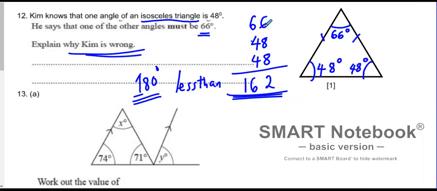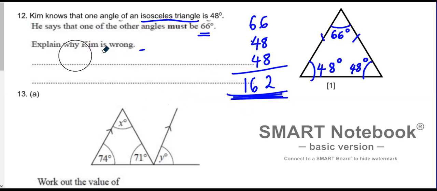Okay, so let us try to check again. This will be 8 plus 8, 16, 22, 8, 10, 16. So our answer is less than 180 degrees. So we say that, explain why Kim is wrong.